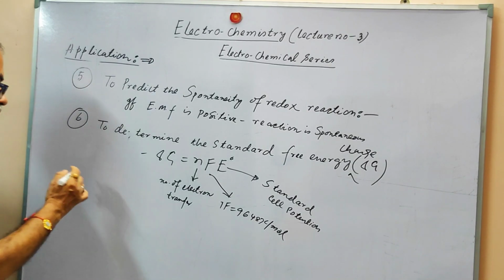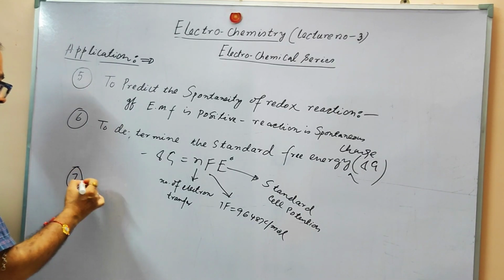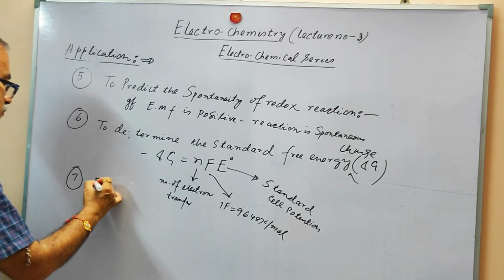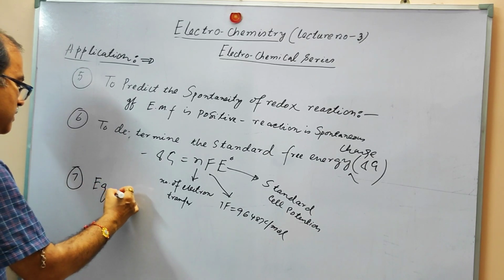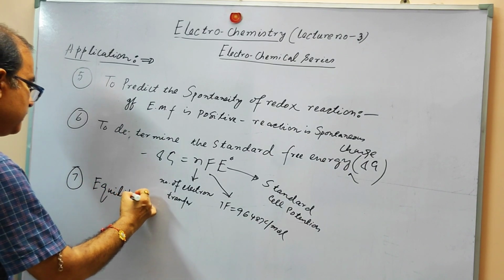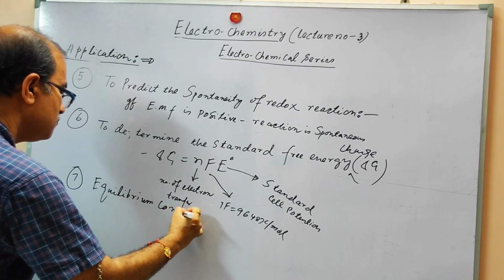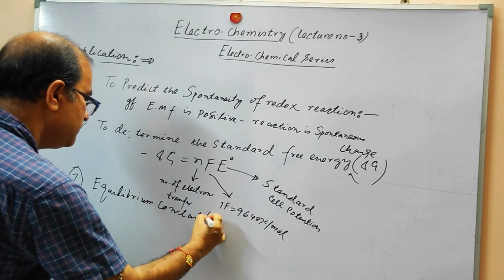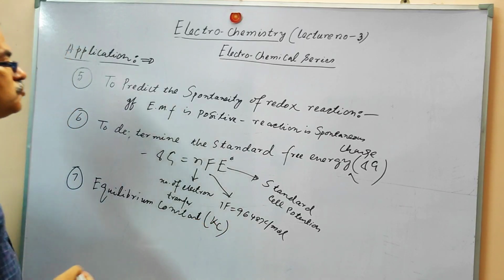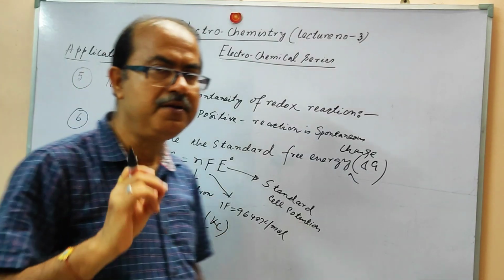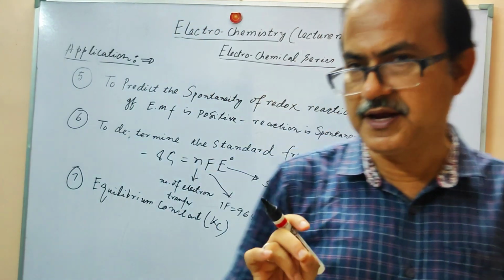And from this also, the 7th point, which is very important, we can predict the equilibrium constant, that is Kc. So there are 7 applications that we can understand.